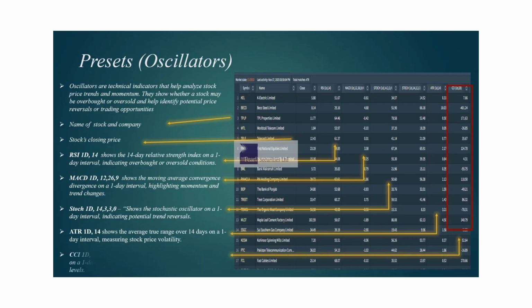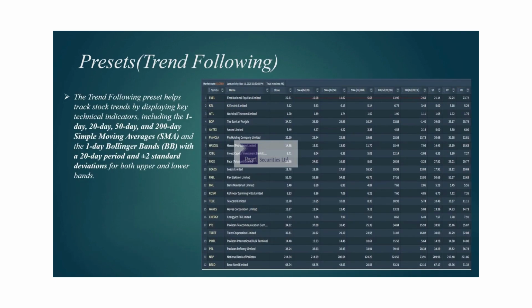CCI 1D 20 shows the commodity channel index over 20 days on a 1-day interval, highlighting overbought or oversold levels. The trend following preset helps track stock trends by displaying key technical indicators, including the 1-day, 20-day, 50-day, and 200-day simple moving averages (SMA) and the 1-day Bollinger Bands (BB) with a 20-day period, and plus or minus 2 standard deviations for both upper and lower bands.